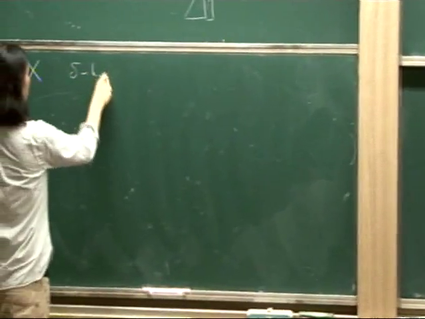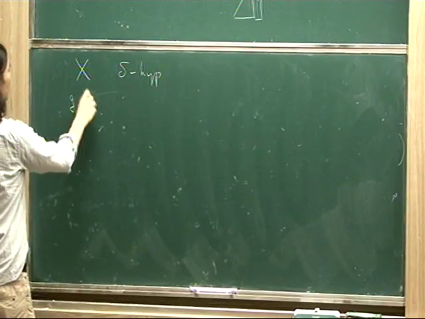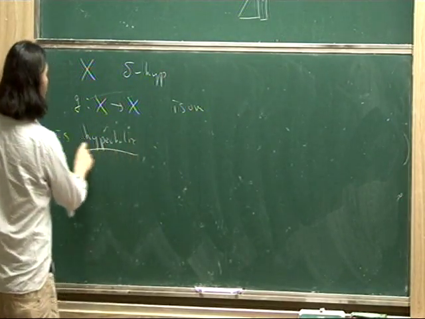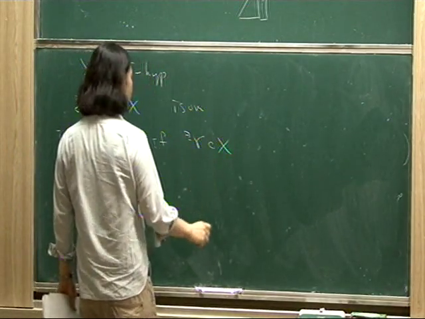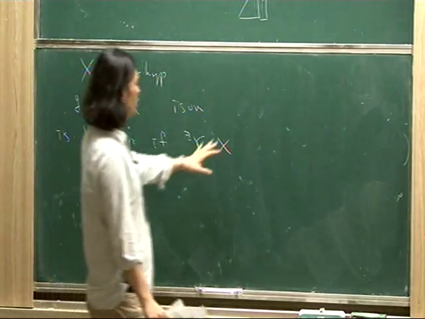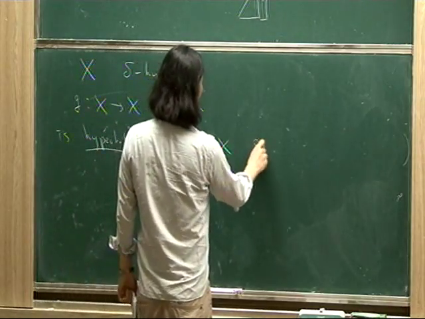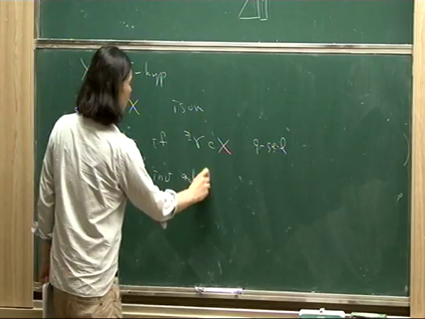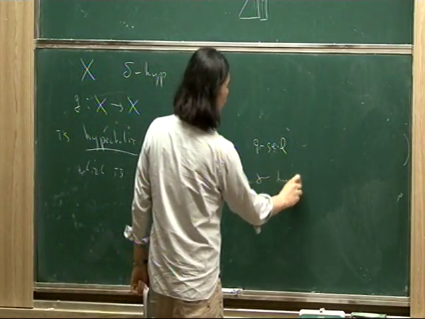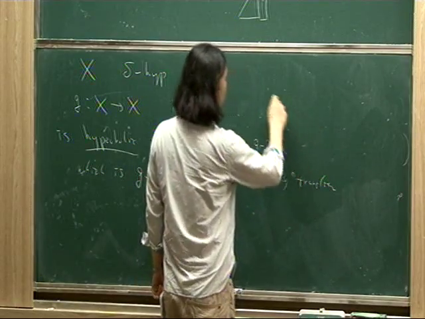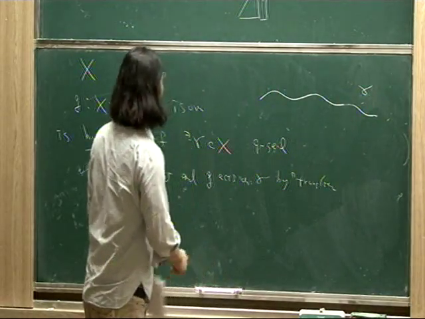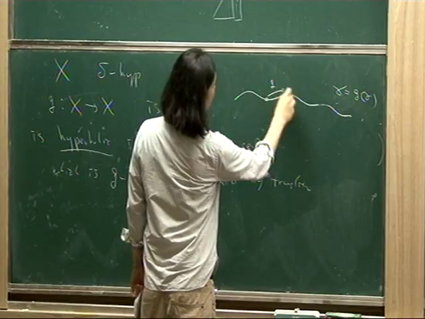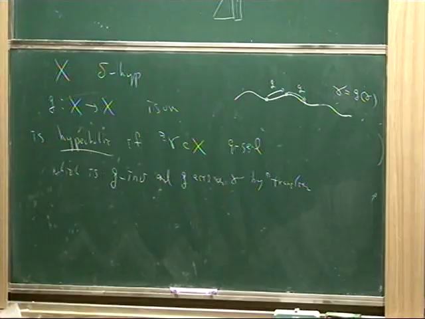So now X is a delta-hyperbolic space, like the hyperbolic plane, and if you have an isometry G from X to X, the isometry is hyperbolic if there is a gamma. Well, I wish I could say it is a geodesic, but I can't. That's why I introduced quasi-geodesics. If there is a quasi-geodesic which is G-invariant, and G acts on gamma by a translation. So G maps gamma to G gamma, and you see that translation. So this is the definition.